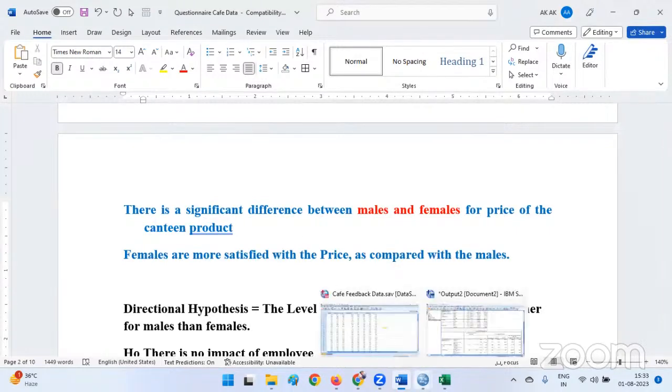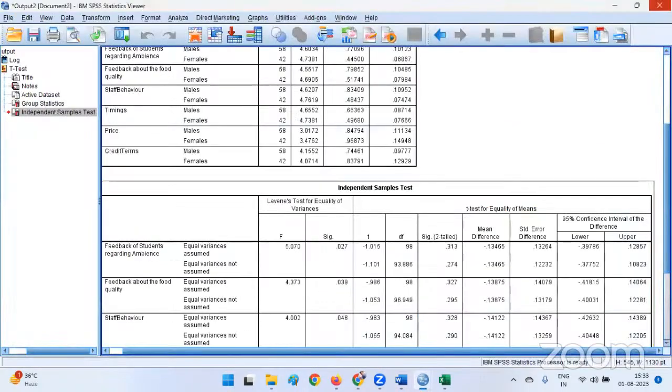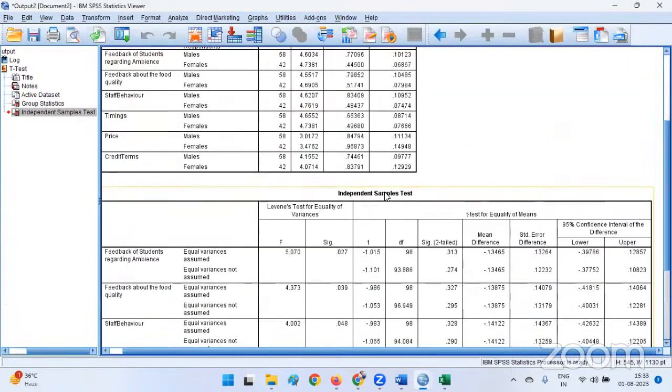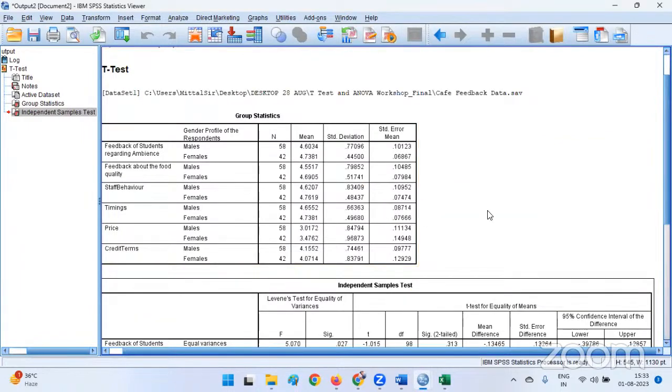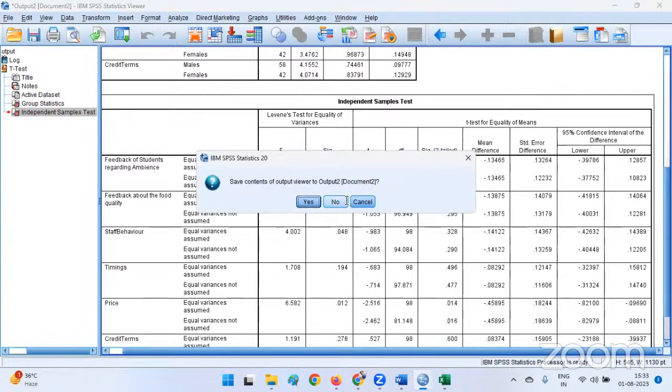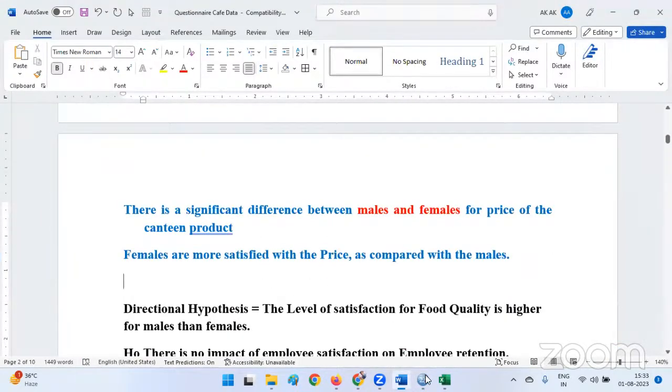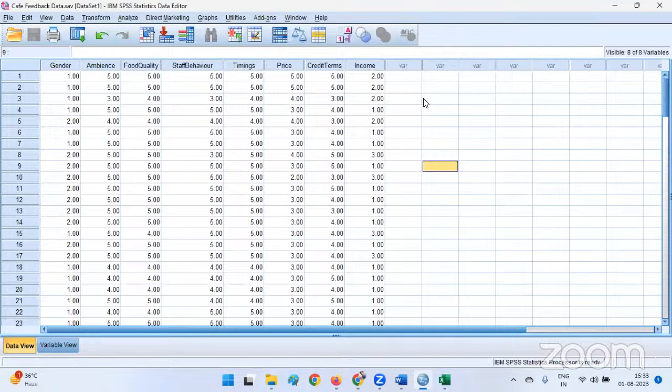Now, suppose for all the others, there is no significant difference. Mean difference is there, but statistically not significant, so I'm not bothered about that. Suppose it is the case of income. The students that come to a university belong to different income classes. Some of them may be very rich, some of them may have mediocre income, some may have a low income.